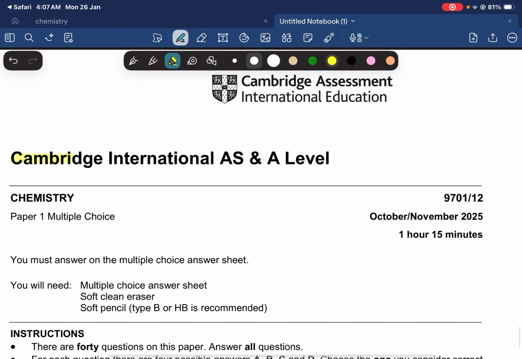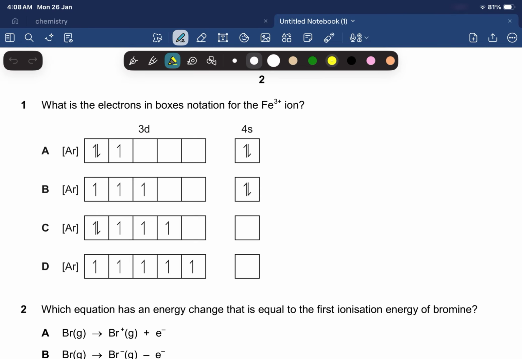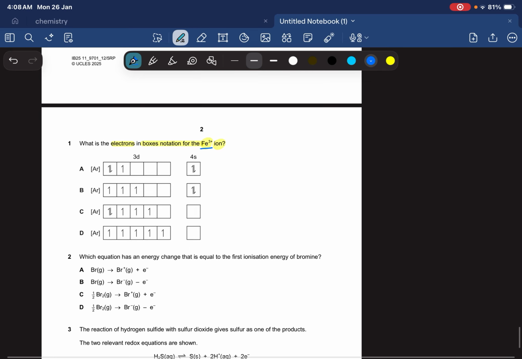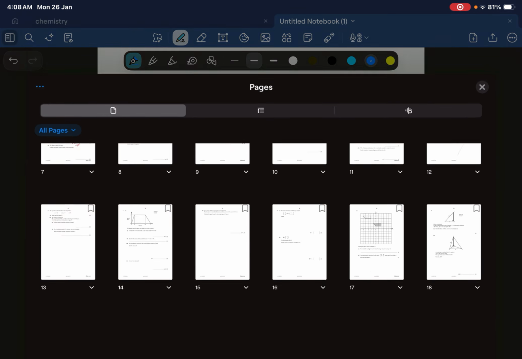So let's solve Cambridge International AS and A Levels Chemistry, Paper 1, Multiple Choice, October-November 2025, Paper 12. What is the electrons in boxes with the notation of Fe3+ ion? So basically, first we have to figure out the electronic configuration of an Fe atom, and then we have to make an ion, and then we have to figure out the electronic configuration for the ion. So for that, we're going to need the periodic table.